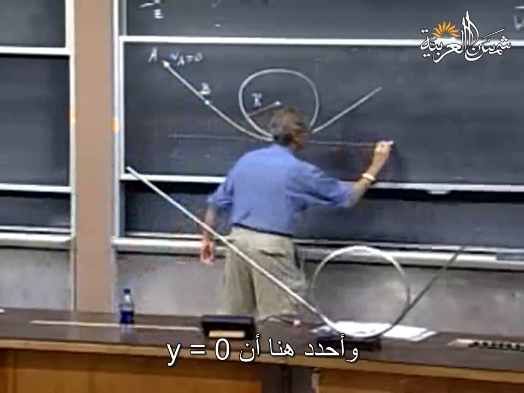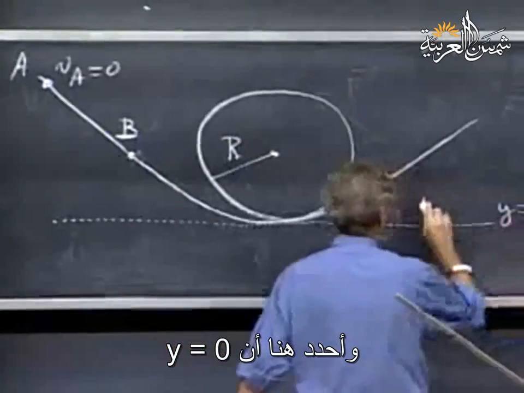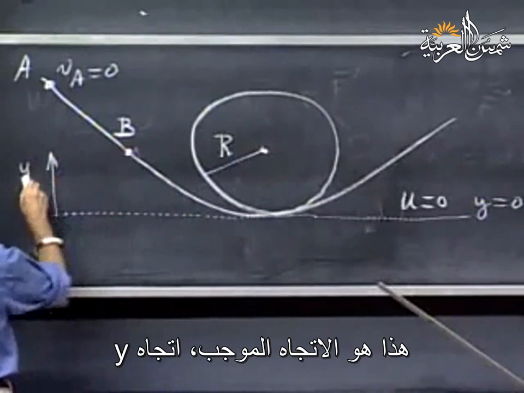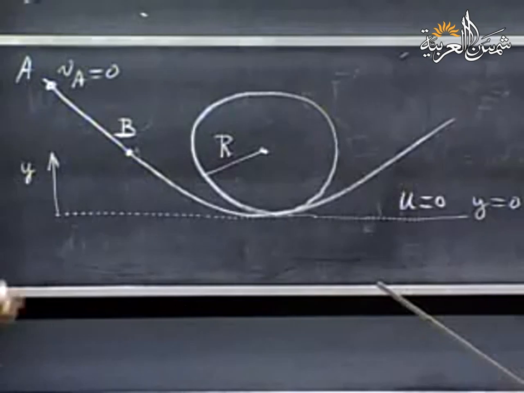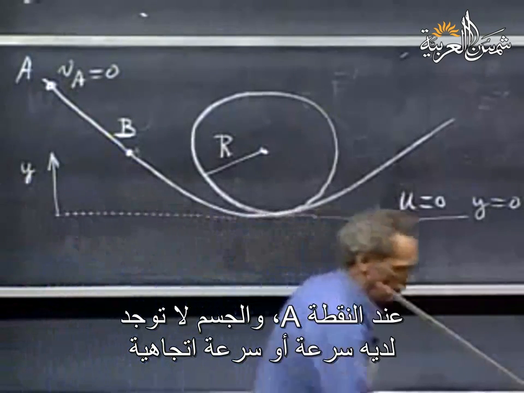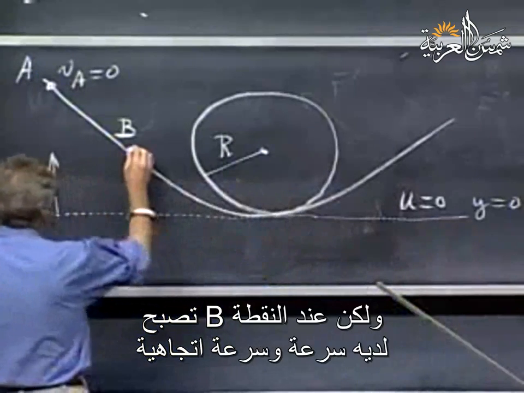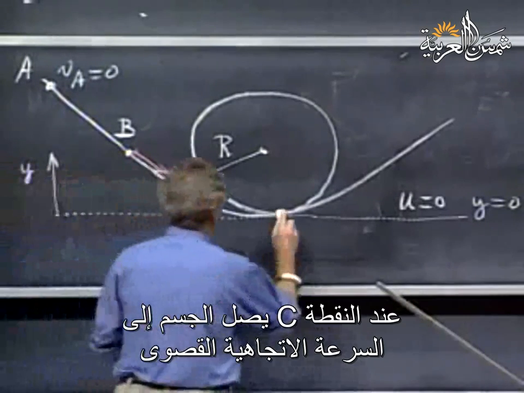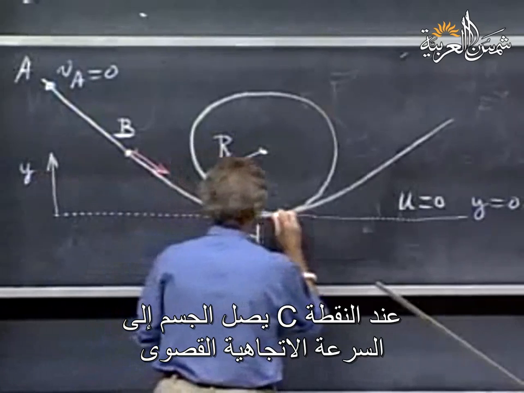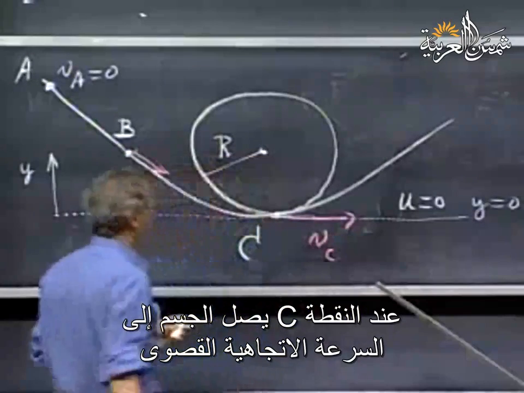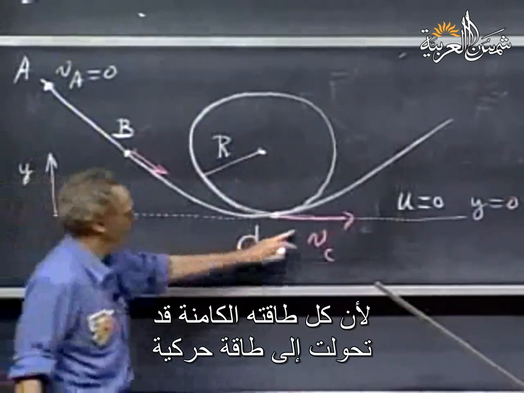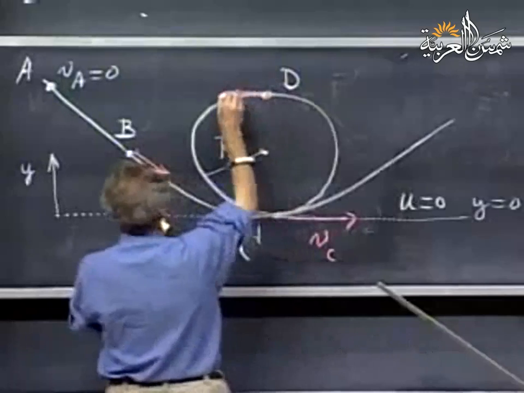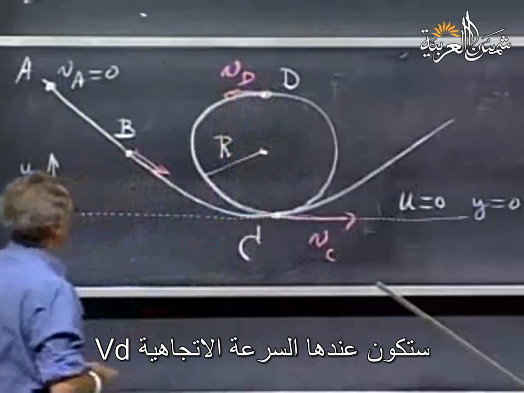And I define here y equals 0, or what is even more important, I define that U equals 0. And this is the positive direction of y. At A, the object has no velocity, no speed. At B, of course, it does. It has converted some potential energy to kinetic energy. At this point, C, it has reached the maximum velocity that it can ever have, because all the potential energy has been converted to kinetic energy. And at this point, D, if it ever reaches that point, that will be the velocity, say.